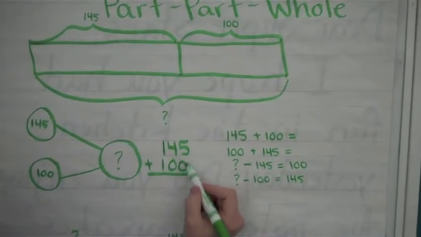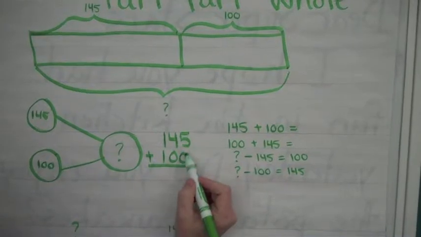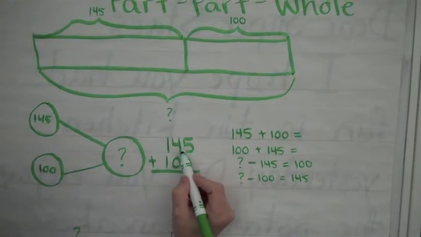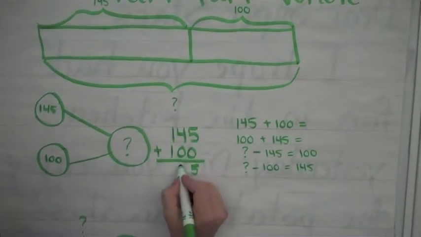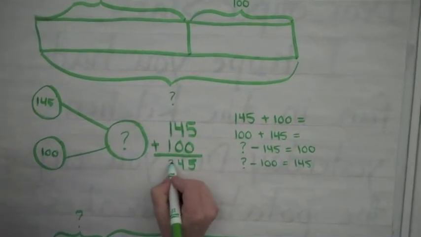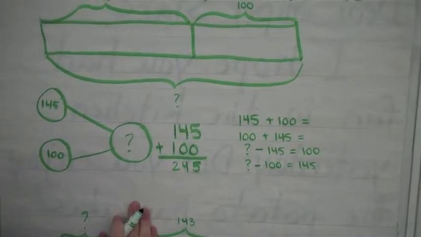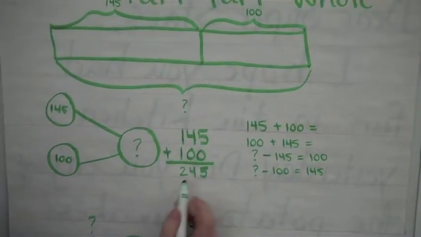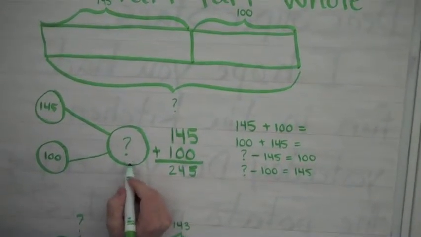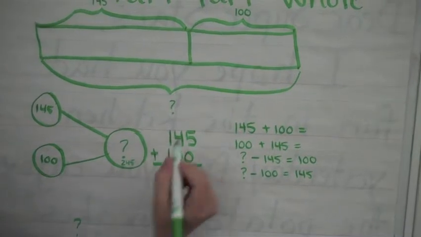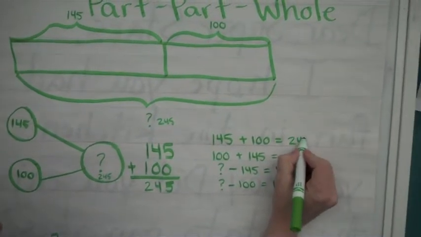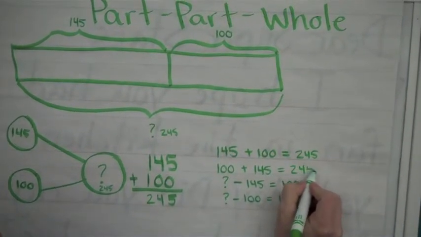So when I'm adding, I look at the ones first. I know that 5 ones plus 0 ones will give me 5 ones. 4 tens plus 0 tens will give me 4 tens, and 100 plus 100 will give me 200. So now when I'm looking at it, I know that my whole is going to be 245. So any place that I see a question mark, I know that 245 will go. That is easier than solving for one of the parts.